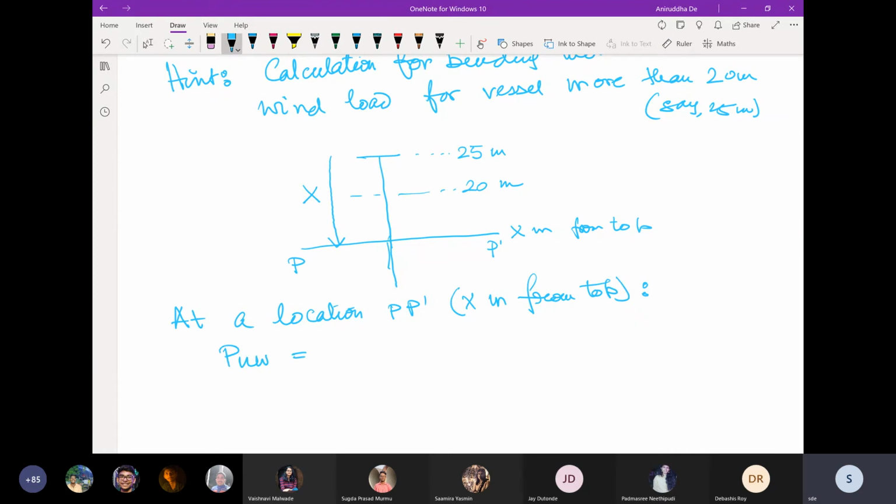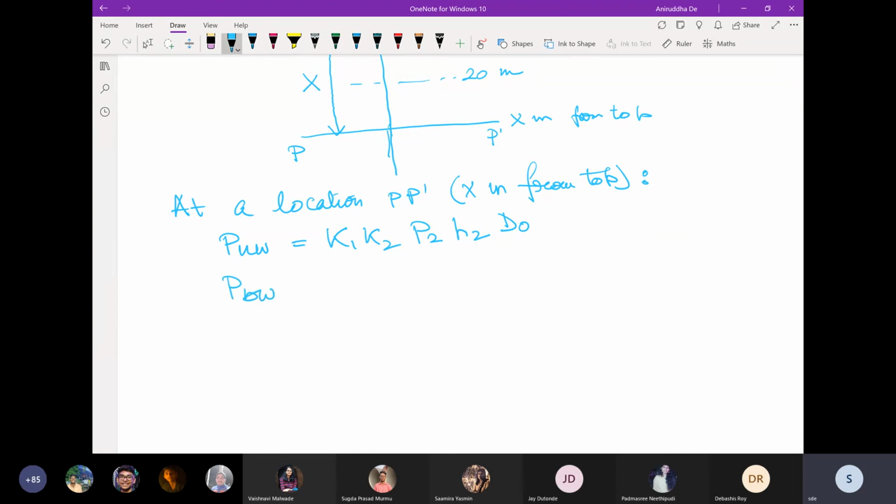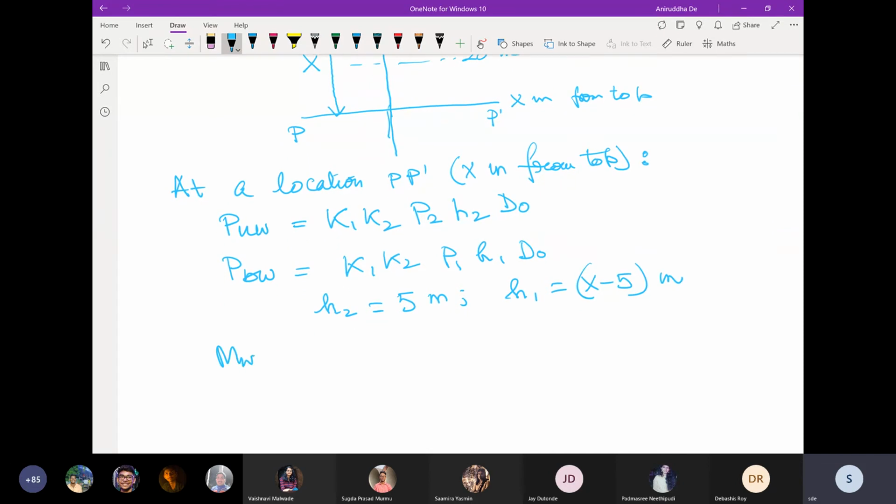PUW will be calculated as K1, K2, P2, H2, D naught, and PBW, that is for the lower part, K1, K2, P1, H1, D naught. Here H2 is clearly 5 meter and H1 is X minus 5 meter. So you can calculate MW as PBW H1 by 2 plus PUW H1 plus H2 by 2.